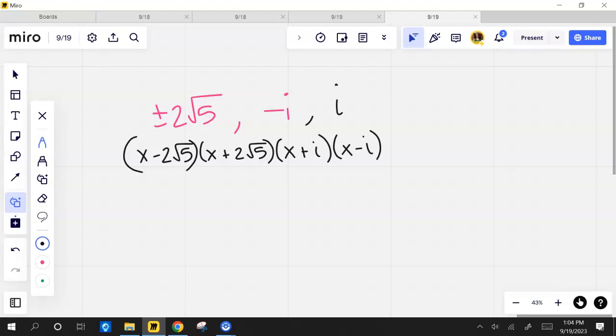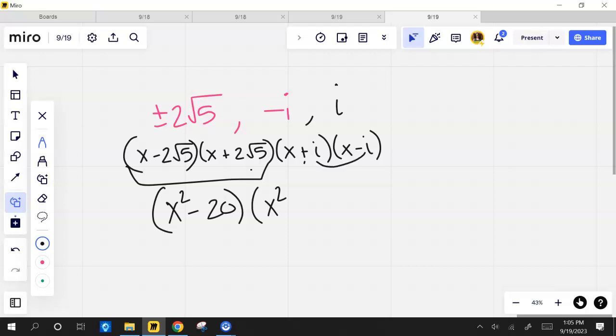Okay, back to this one. If I multiply these two out, I get a difference of 2 squares, right? So I'm just going to square the first two and the last two together. So I get x squared minus 4 times 5, which is 20, yes? These two together, again, difference of 2 squares, x squared minus i squared. What's minus i squared? Minus -1, which is +1.